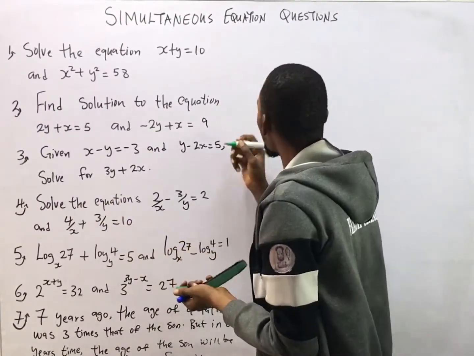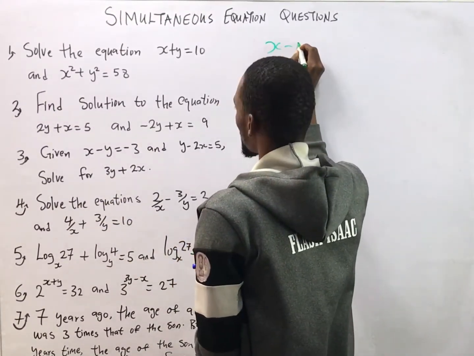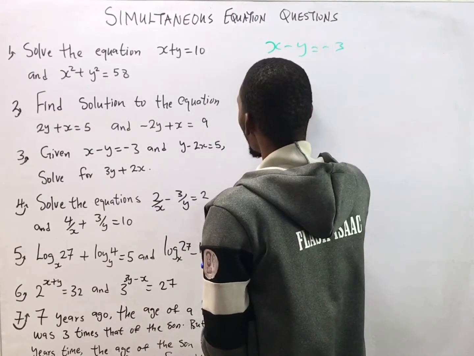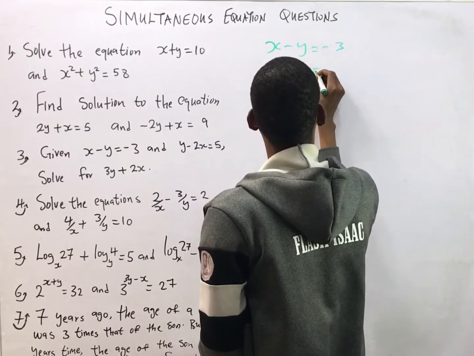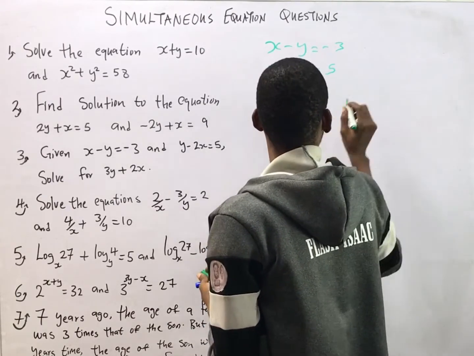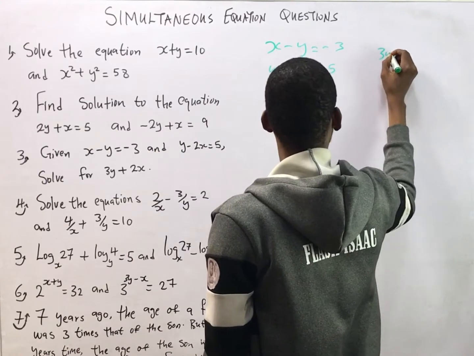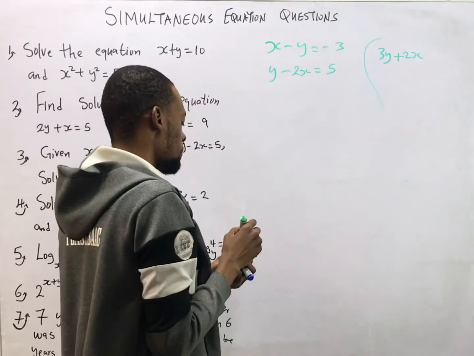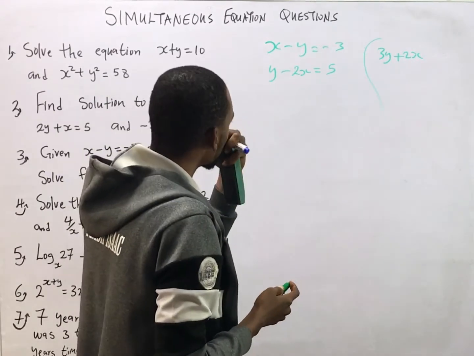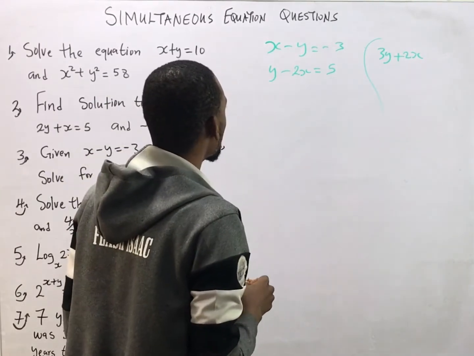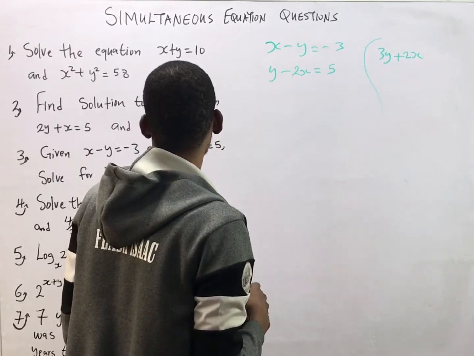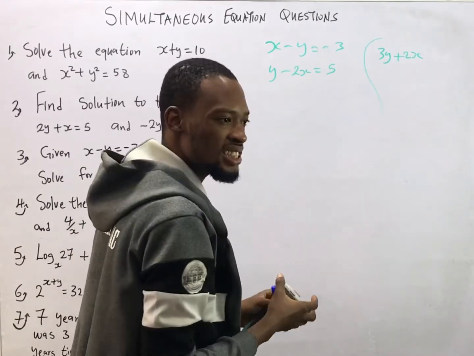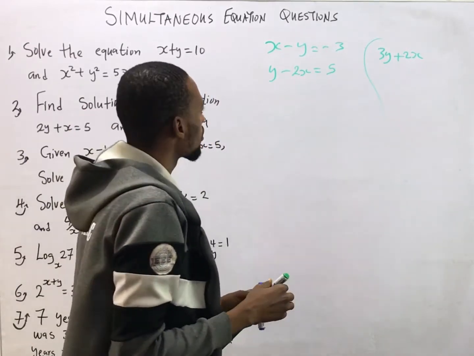Number 3. These are the equations. S minus y is equal to minus 3, and y minus 2s is equal to 5. So we are looking for 3y plus 2s. That's the question. To solve this simultaneous equation, let me rearrange because it doesn't match. This is s, this is y, this is y, this is s. That's not a standard form of simultaneous equation.